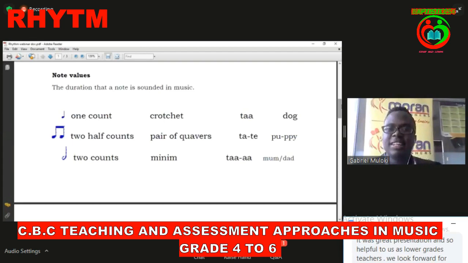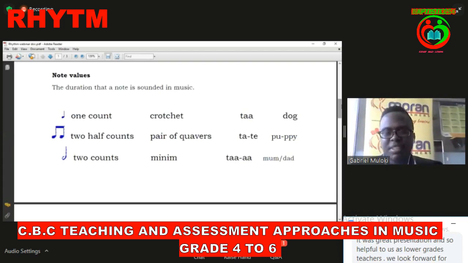Again, that may be too advanced for our learners. So you can substitute the tate with words which have two syllables. Pa, pi, pa, pi, pa, pi, pa, pi. And as you can see, I'm also using the head because music rhythm is always wholesome.